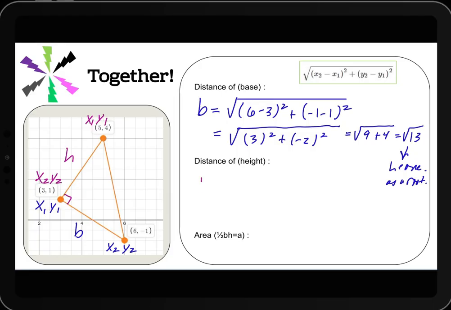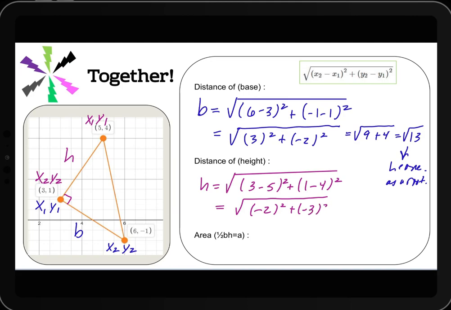Finding the height now, finding h, take the square root. Here x2 is 3, x1 is 5, so (3 minus 5) squared, plus (1 minus 4) squared. So I'm going to get (-2) squared plus (-3) squared, and then I get the square root of 4 plus 9, and I just so happen to get the square root of 13. So it actually happens to be an isosceles right triangle, because both lengths are the same, and when you have two lengths in a triangle that are the same, it's an isosceles triangle.